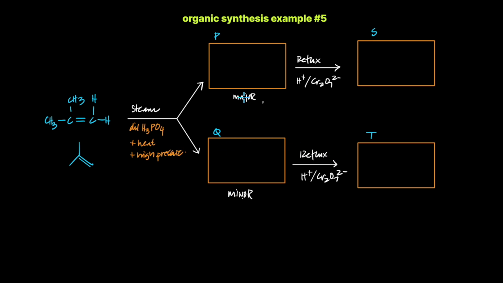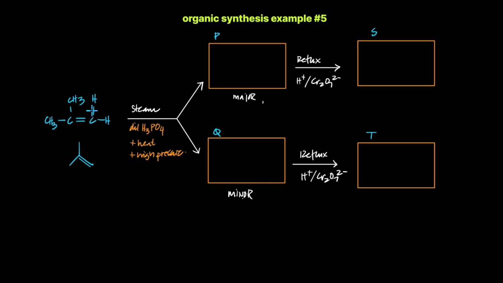You've got to choose the major and the minor. The major and the minor will come from the one that has the more stable intermediate carbocation. And you have to figure out which two carbocations it will make. When steam is H2O, if H adds on here, this will become a tertiary carbocation. But if H adds on there, it'll become a primary carbocation. So you'll have two carbocations, primary and tertiary. And which is more stable?